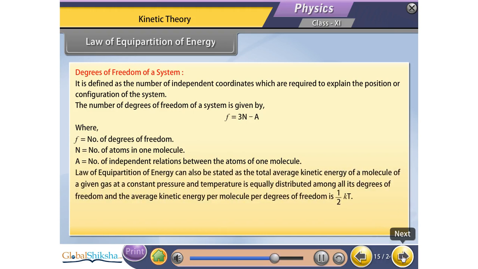Law of equipartition of energy can also be stated as the total average kinetic energy of a molecule of a given gas at a constant pressure and temperature is equally distributed among all its degrees of freedom, and the average kinetic energy per molecule per degree of freedom is 1/2 kT, where T is temperature of gas.